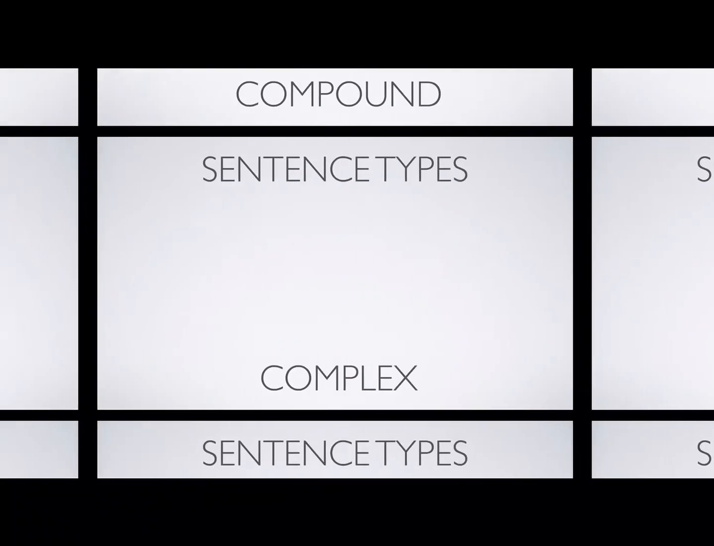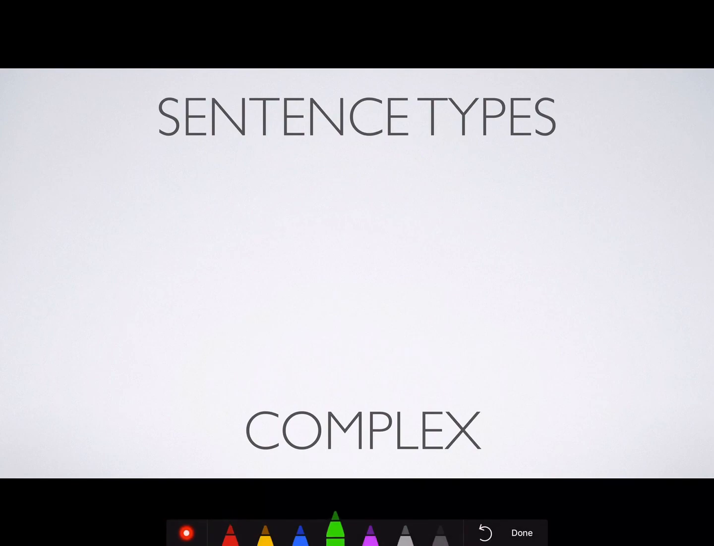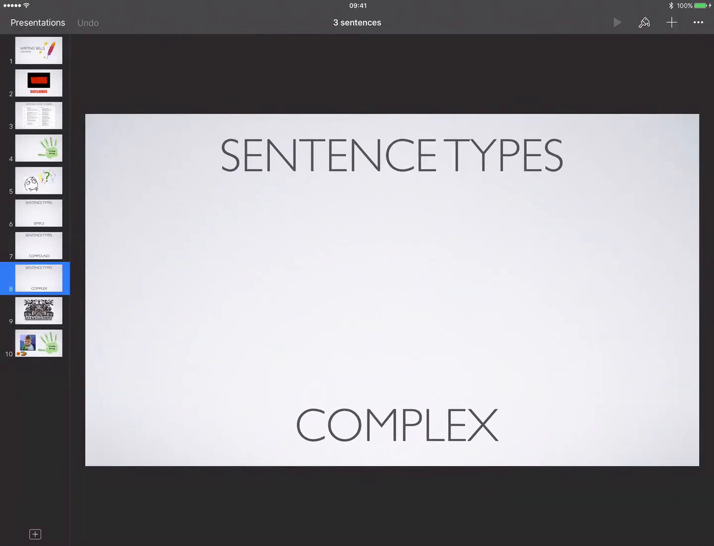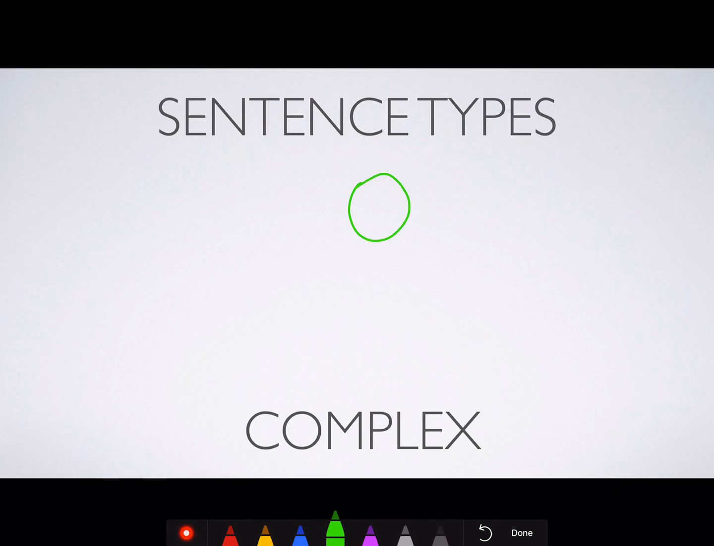We'll now look at the last one. This is our complex sentence. So we have our independent clause from earlier, also known as a simple sentence.